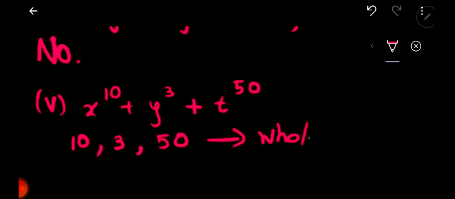Those are whole numbers. But check the variables: x, y, t are three variables in this expression. The question is whether it is a polynomial in one variable or not. So the given expression is a polynomial, but it does not have only one variable. It has three variables. So that's why it is not a polynomial in only one variable.